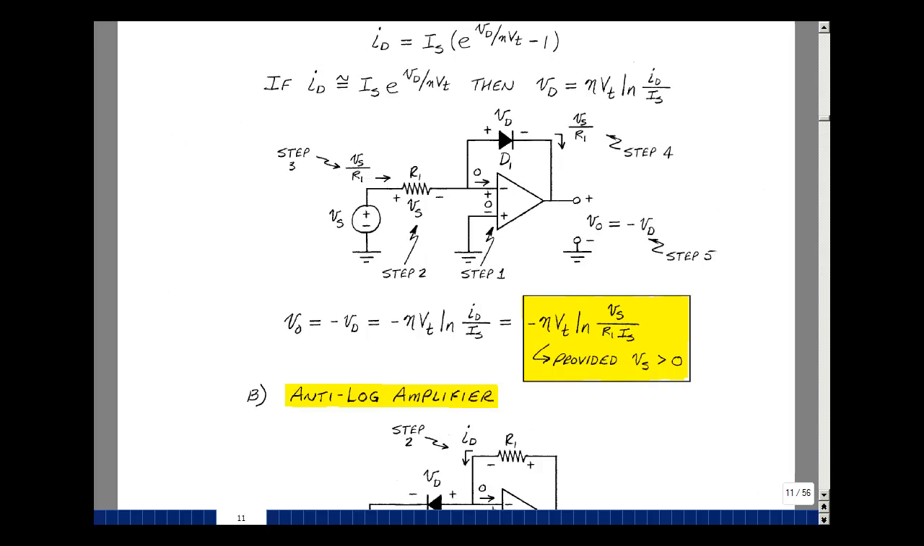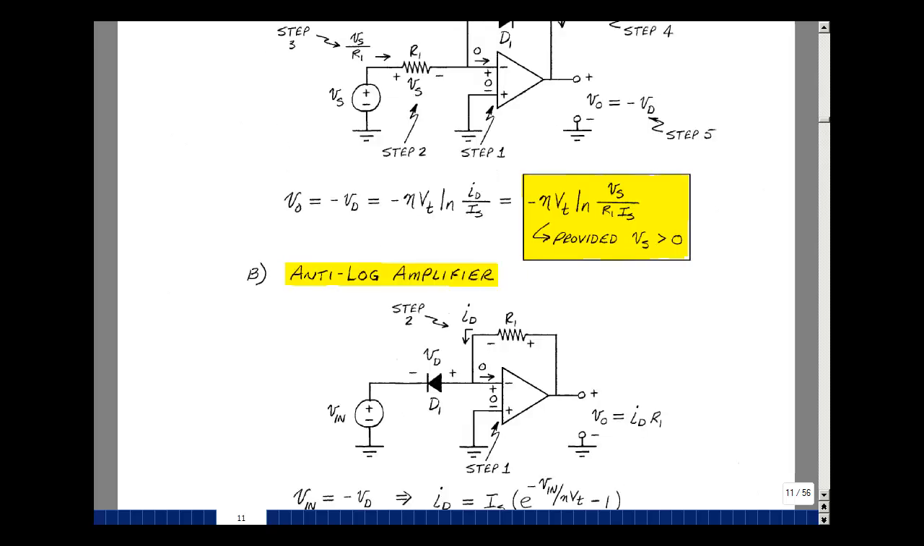This type of circuit is used to prevent saturation of the amplifier. You can only get so much voltage out here because of the power supplies. And what this is going to do is compress the signal. These are mostly used to detect the signal's strength, but not a specific value of it. Just one application. Take a look at the anti-log amplifier.